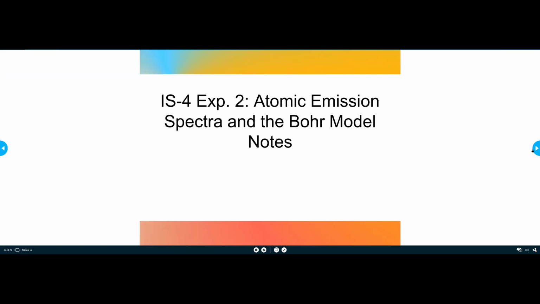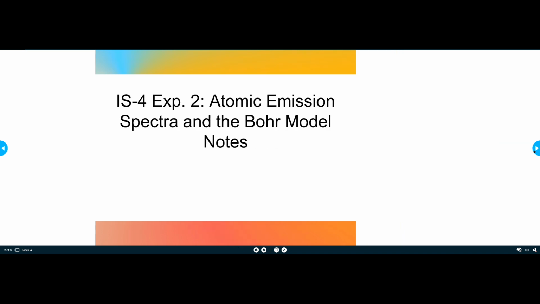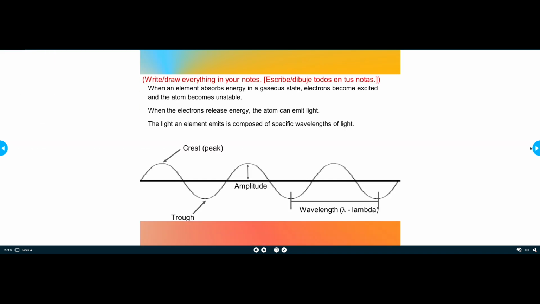The title for our notes is IS-4 Experience 2, Atomic Emission Spectra and the Bohr Model. When an element absorbs energy in a gaseous state, electrons become excited and the atom becomes unstable. When the electrons release energy, the atom can emit light. The light an element emits is composed of specific wavelengths of light.